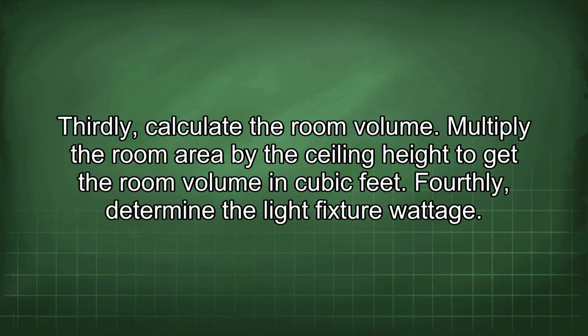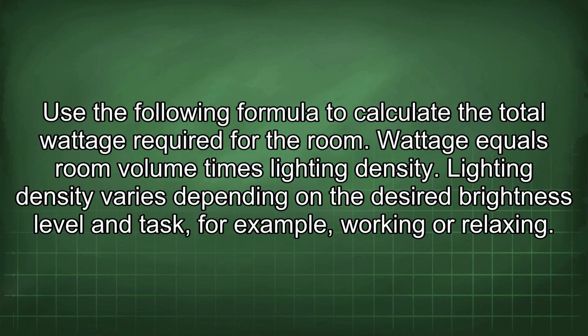Thirdly, calculate the room volume. Multiply the room area by the ceiling height to get the room volume in cubic feet. Fourthly, determine the light fixture wattage. Use the following formula to calculate the total wattage required for the room. Wattage equals room volume times lighting density. Lighting density varies depending on the desired brightness level and task, for example, working or relaxing.